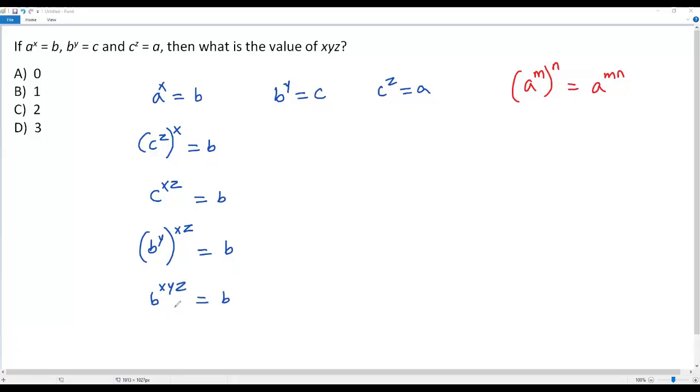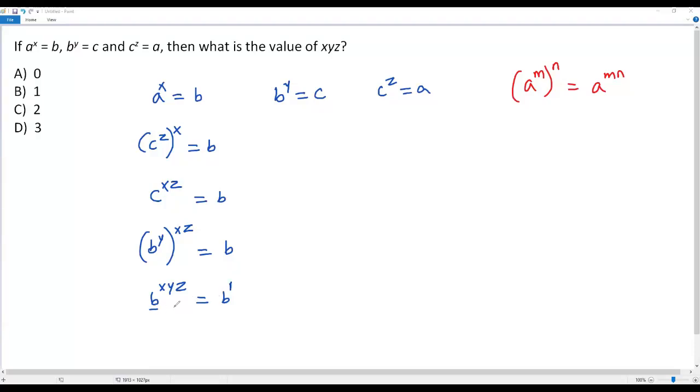Okay, here we have the same base on both sides. Here we have base b, here also we have base b. The exponent we have on the left side is x times y times z. What is the exponent of this b? Actually, we don't have any exponent for this base b on the right side. Whenever there is no exponent, we can assume there is exponent 1.